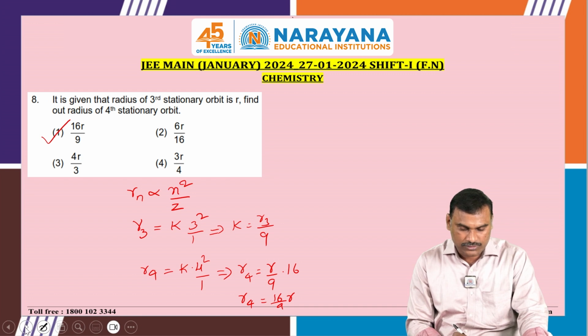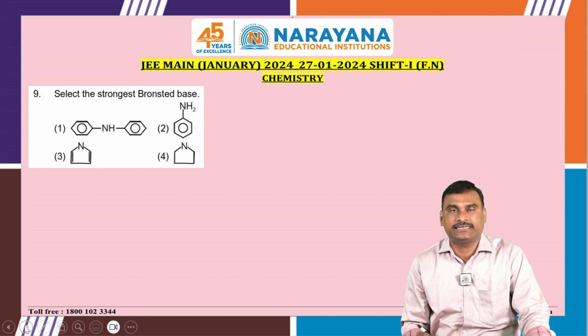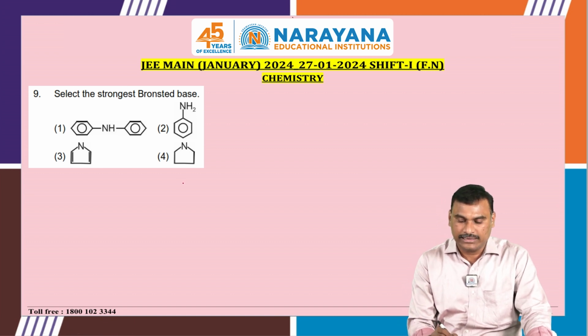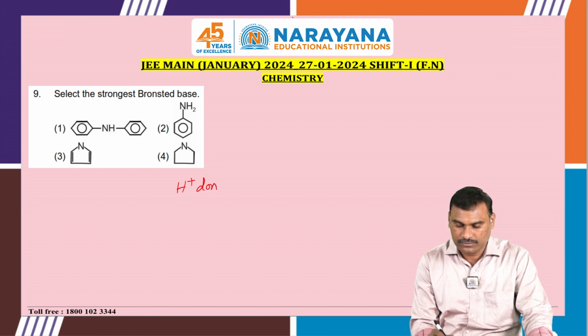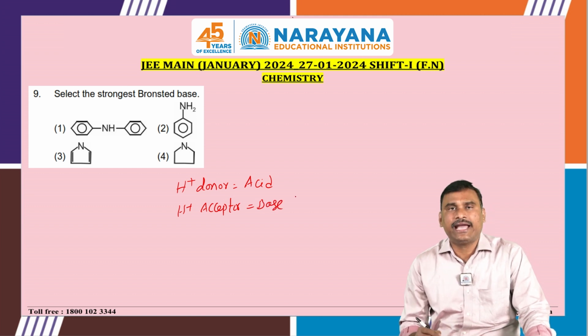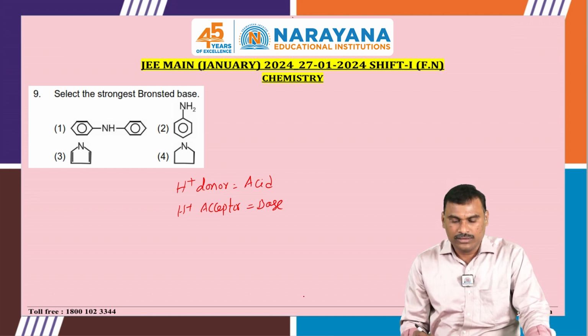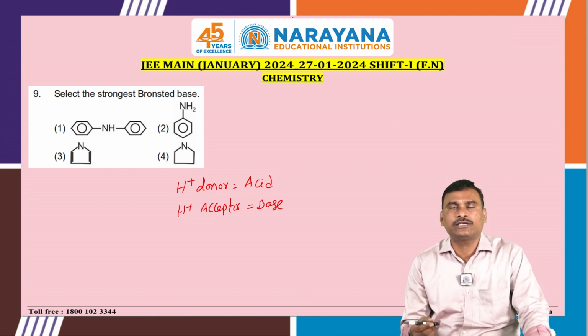Now let us go for the next question, student. 9th, select the strongest Brønsted base. According to Brønsted-Lowry theory, an H plus donor is the acid, and an H plus acceptor is the base. To take H plus, it should be a lone pair donor. Therefore, we need the best lone pair donor.